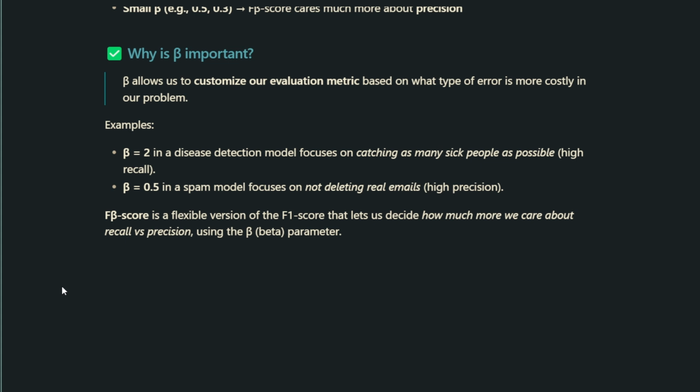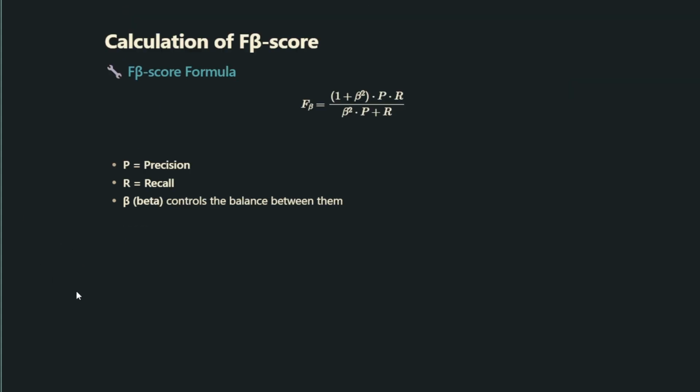Now let's see how we actually calculate the F beta score. The formula looks like this. F beta equals (1 plus beta squared) times P times R, divided by (beta squared times P plus R). Here P stands for precision, R stands for recall, and beta is the parameter that decides the balance between the two. If beta is greater than 1, the formula gives more weight to recall. If beta is less than 1, the formula gives more weight to precision. And if beta equals 1, it simplifies back to the familiar F1 score. So essentially, the F beta score is just a flexible version of F1, where this beta parameter lets us mathematically control whether we care more about catching positives or about avoiding false alarms.